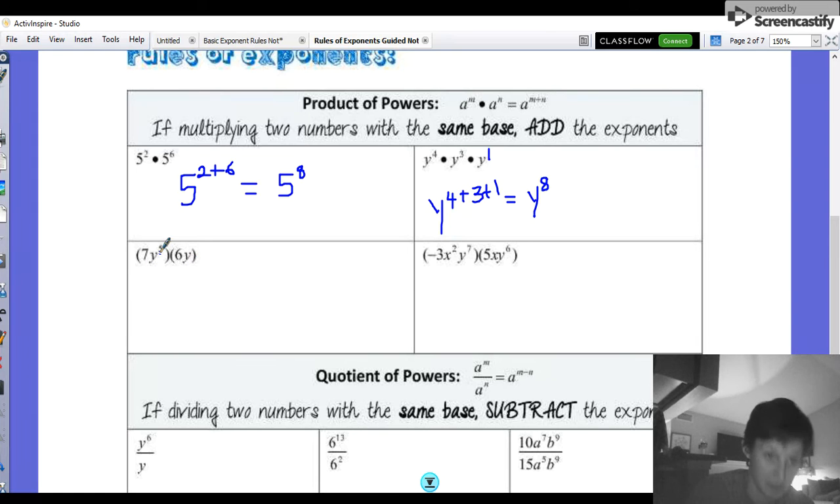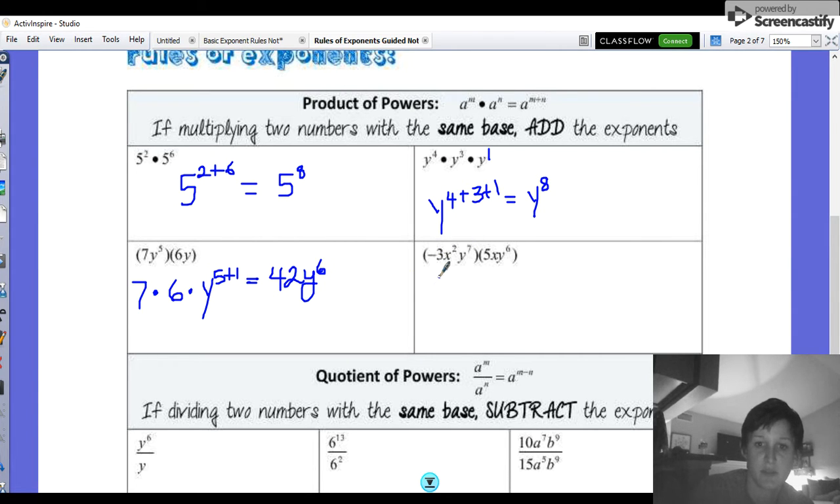The next one. So our like terms, 7 times 6. The parentheses there don't interfere with that. Times y to the 5th. And then this y has a 1 there, so plus 1. So 7 times 6 is 42. And y to the 6th, using the product rule.